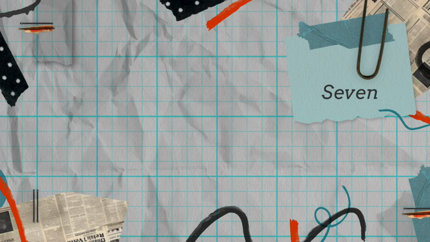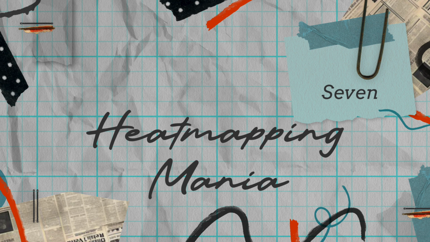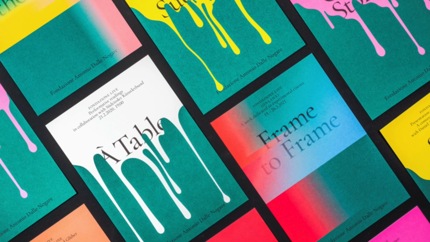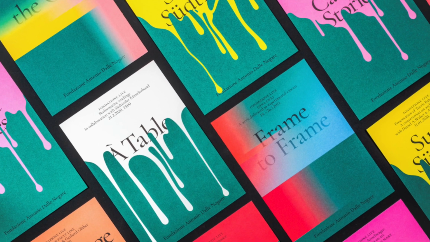The next trend I want to highlight is Heatmapping Mania. The Heatmapping Mania trend is such a fun concept and a great way to pull in gradient texture in a really unique way. I think that this is definitely one of the more fun and exciting graphic design trends for the year. I see it being used in fun ways, and particularly in poster design and web.